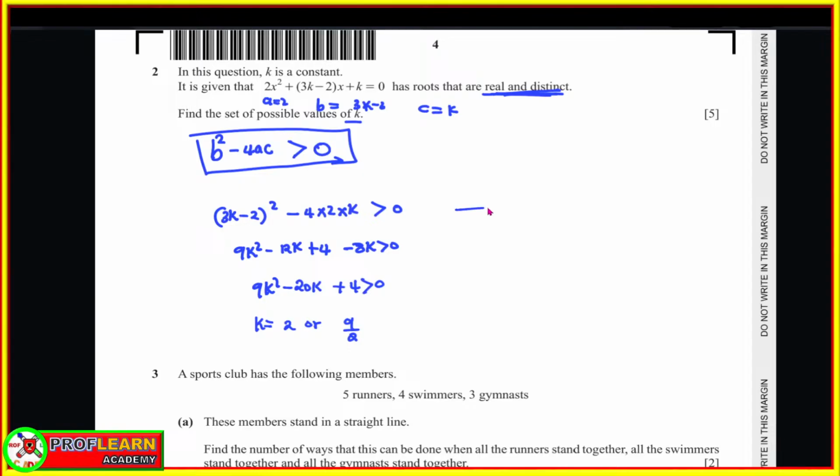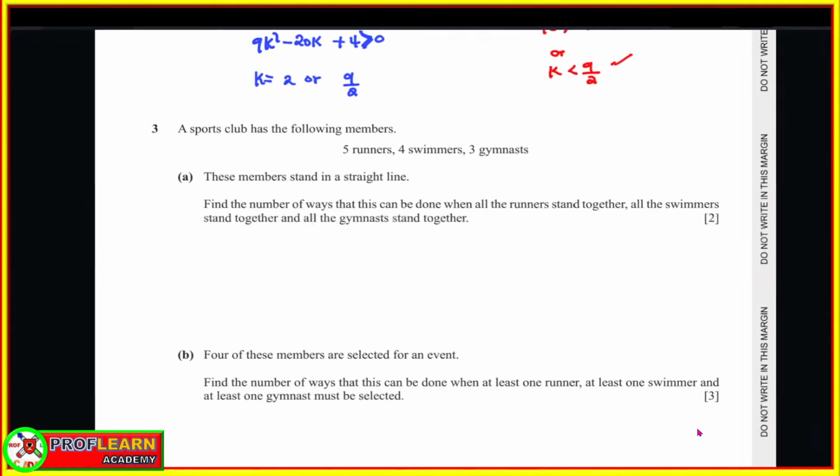Now once you have gotten that, you are going to represent it on a number line. So this is going to be 9 over 2, and this point here is going to be 2. Since we are talking of greater than, it means we want values above the line. So the values of k that satisfy this will be k is less than 2 and k is greater than 9 over 2. Those are the range of values we're going to get there.